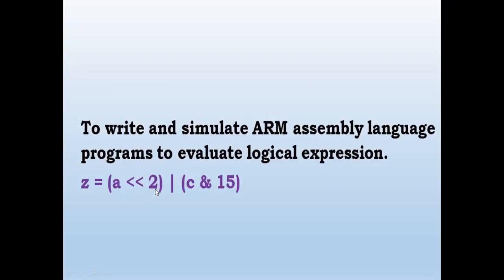Any number shifted by 2 times means it will be multiplied by 4. And C is ANDed with 15. So both of them you are doing an OR operation. So here you should do the programming.